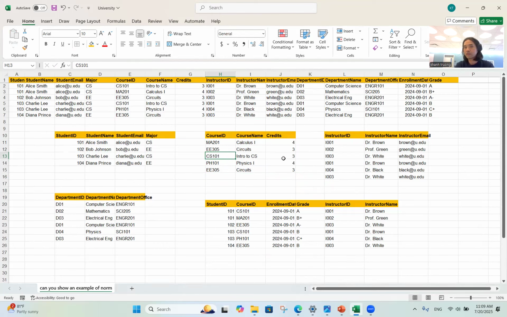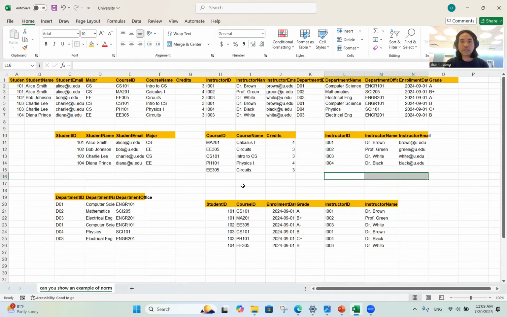Okay, so take a look at this one right here. All the rows are unique. You don't have any repeating row, which is good. Ready? The instructor ID. You see that? You delete this one right here. And then 103 right here, you have this repeating. All right, so on and so forth.